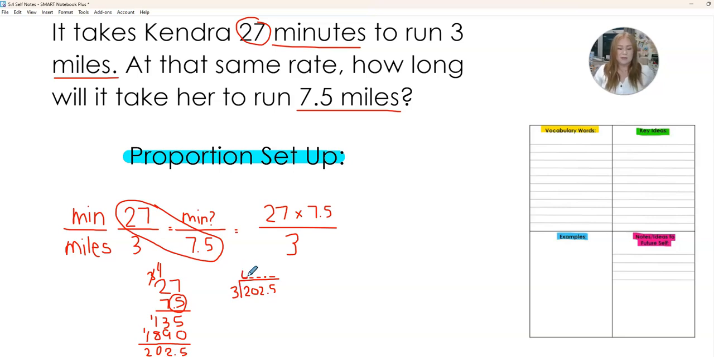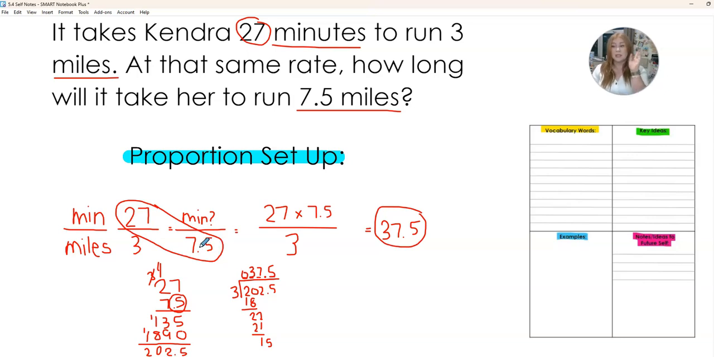So 3 can't go into 2, but it can go into 20 6 times, which is 18. 2 left over. Bring down the 2. 3 goes into 22 7 times, which is 21. 1 left over. Bring down the 5. 3 goes into 15 5 times. So it took her 37.5 minutes to run 7.5 miles.